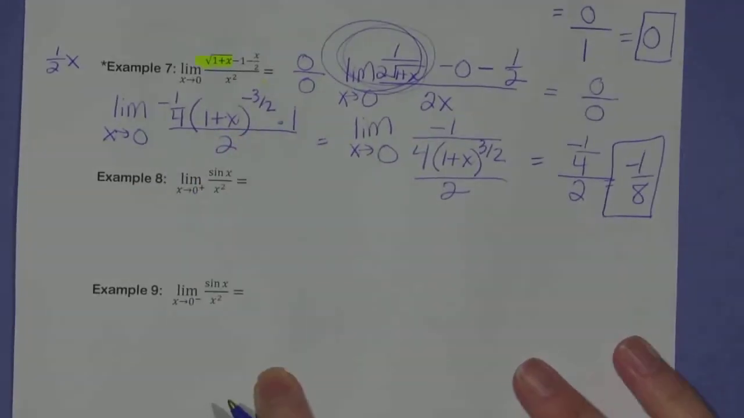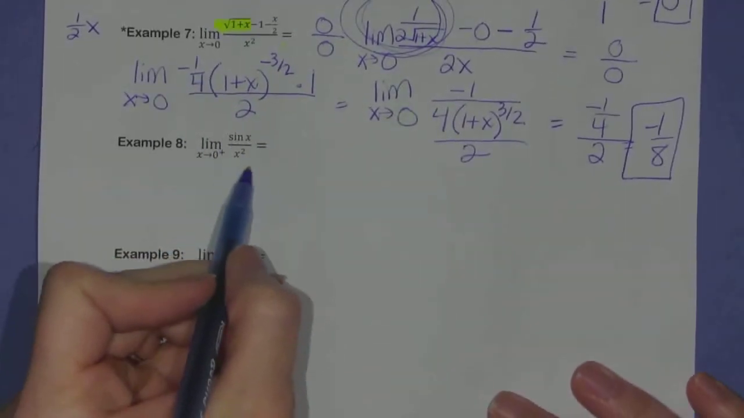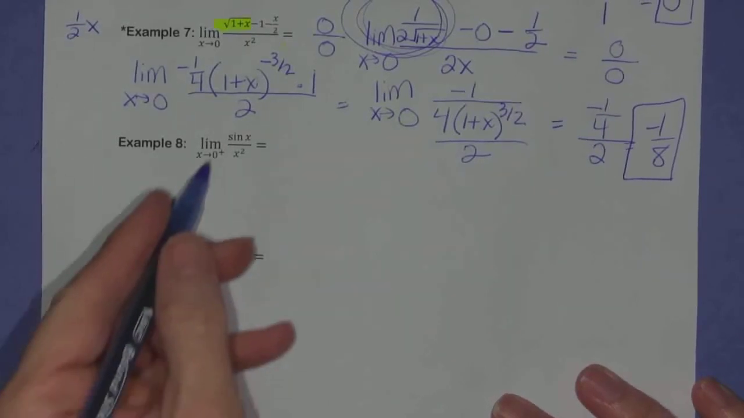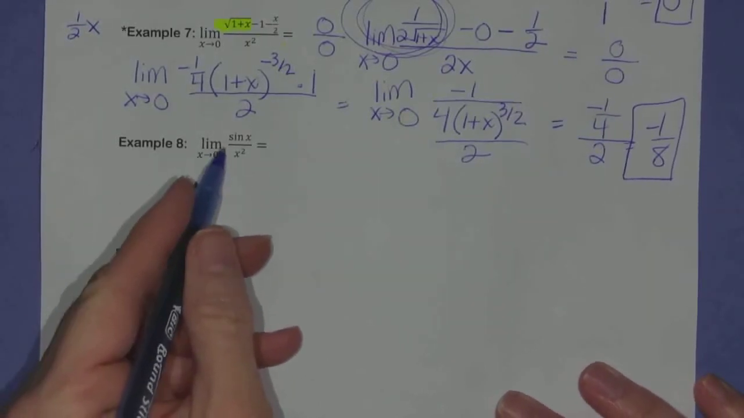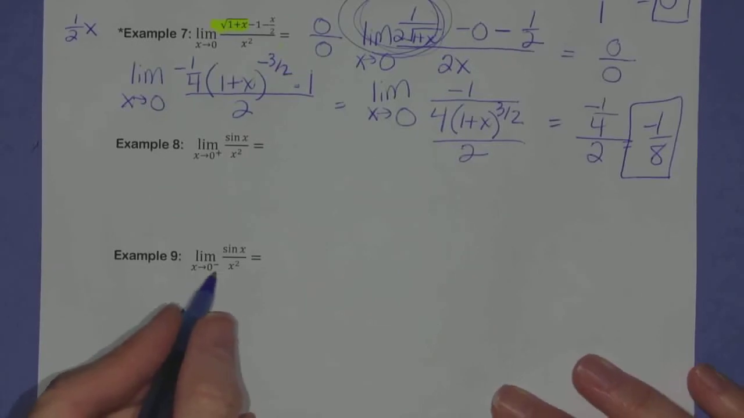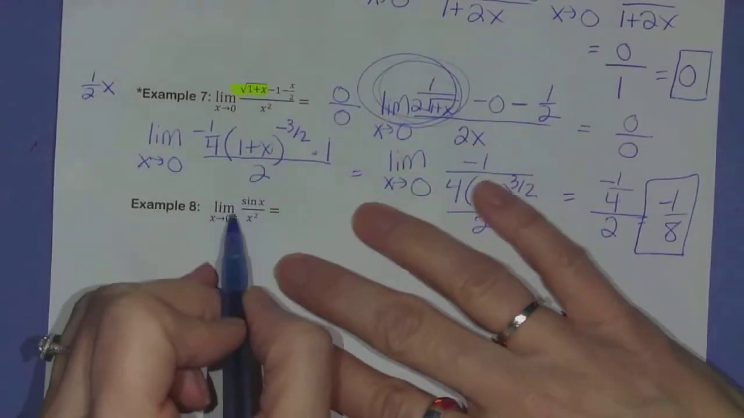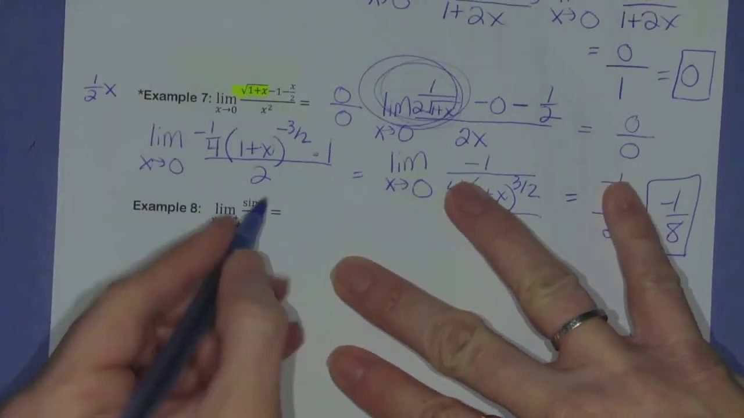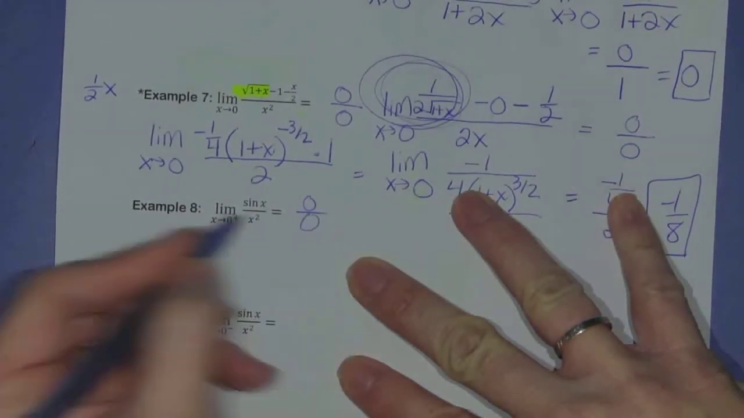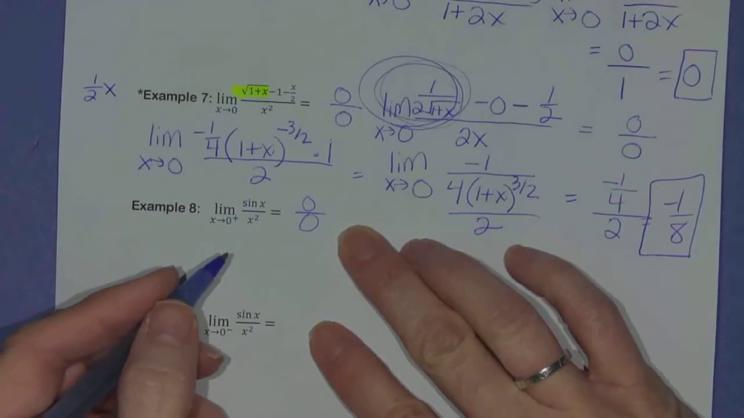And 2 to go. These are basically the same problem. You see the sine of x over x squared in both. The difference is the first limit here is approaching 0 from the right, and the second is approaching 0 from the left. So let's get into it. First, let's just plug 0 in. The sine of 0 is 0. 0 squared is 0. There's your indeterminate form.